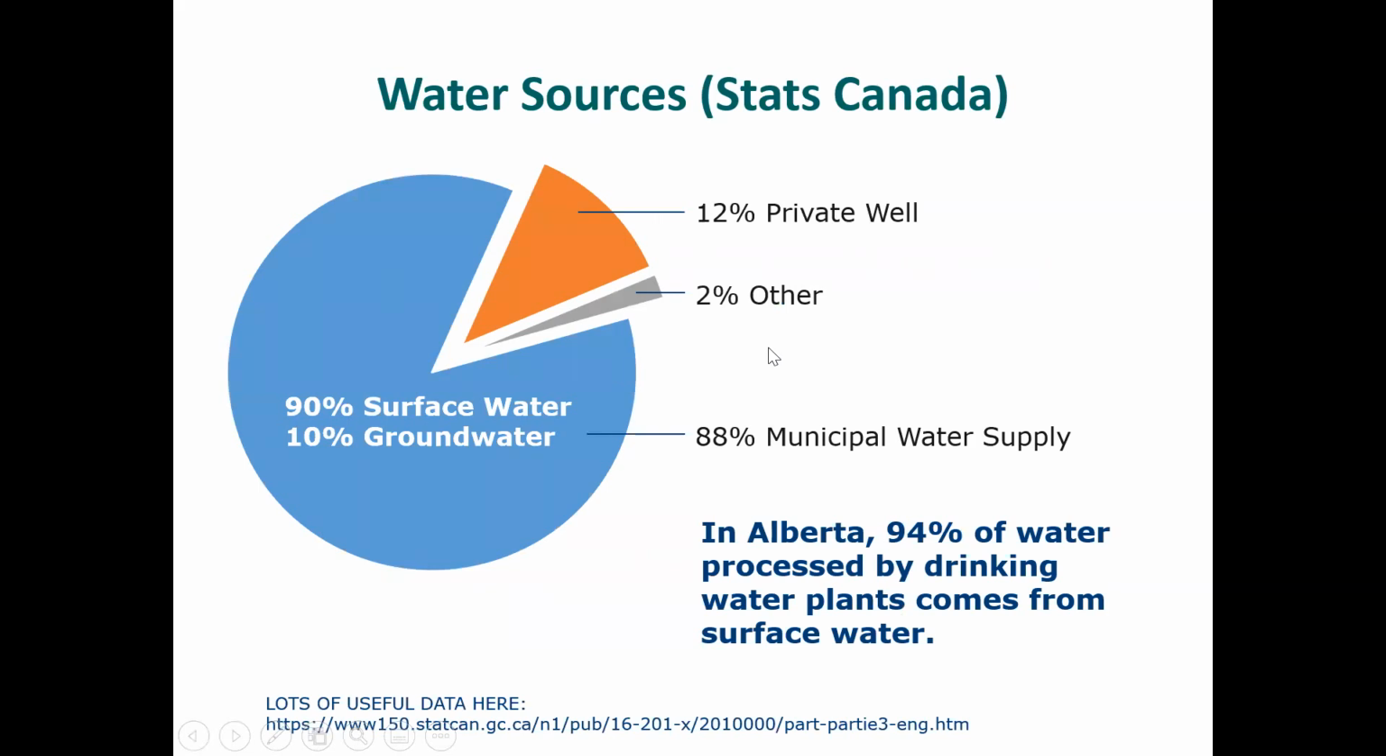Yeah, so we talked about this already, water sources in Canada, and here's the number for Alberta. 94% of our water comes from the surface, so that's rivers and lakes.